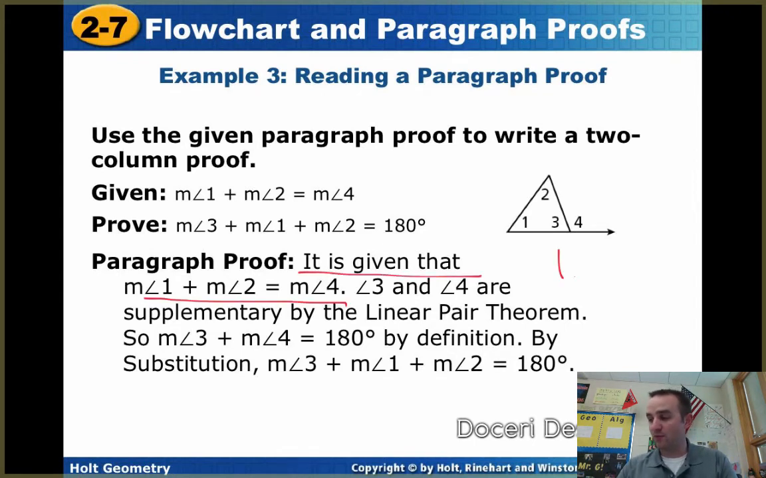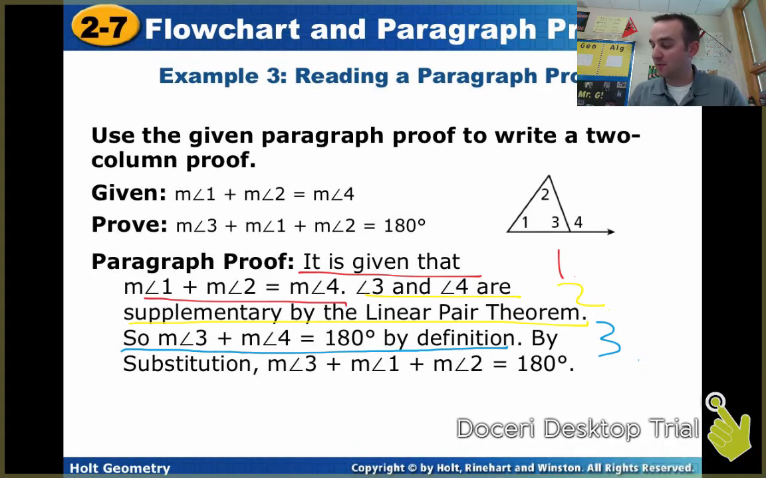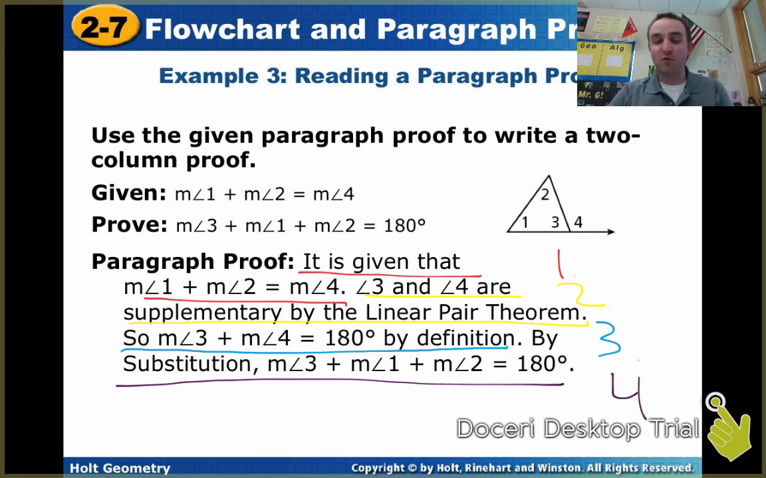So that's 1. If we look at the next one here, 3 and 4 are supplementary by the linear pair theorem. That's a different step, so there's step 2. The next step says, so 3 plus 4 is 180 by definition. That's step 3. And then finally, by substitution, that is true. So if we look, we've got 4 steps there: 1, 2, 3, 4.